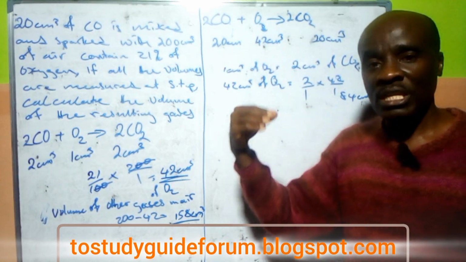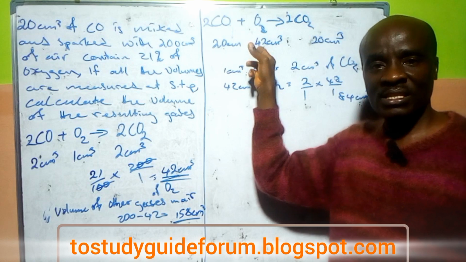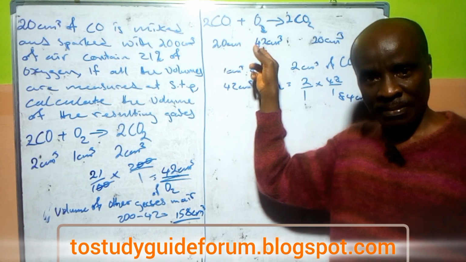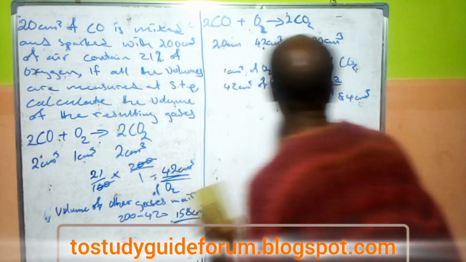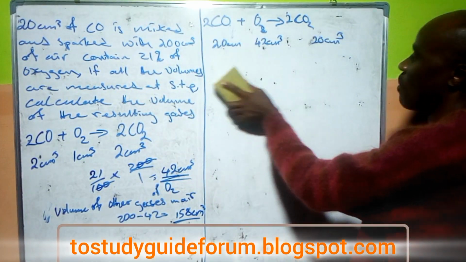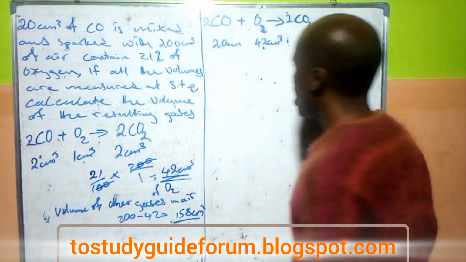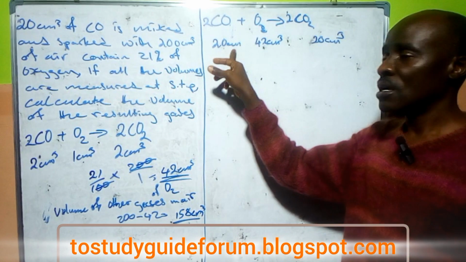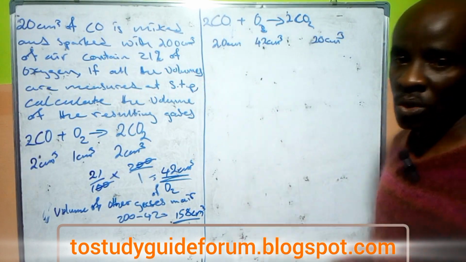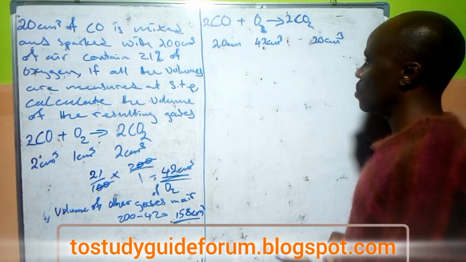And if that thing happens, it means that there will be some excess of oxygen remaining. So that is what we're going to find out. Let's see how we're going to do this. Just let's go together. Now we'll find out the limiting and the excess. The limiting one is what? Carbon 2 oxide. So let's see what we can do.